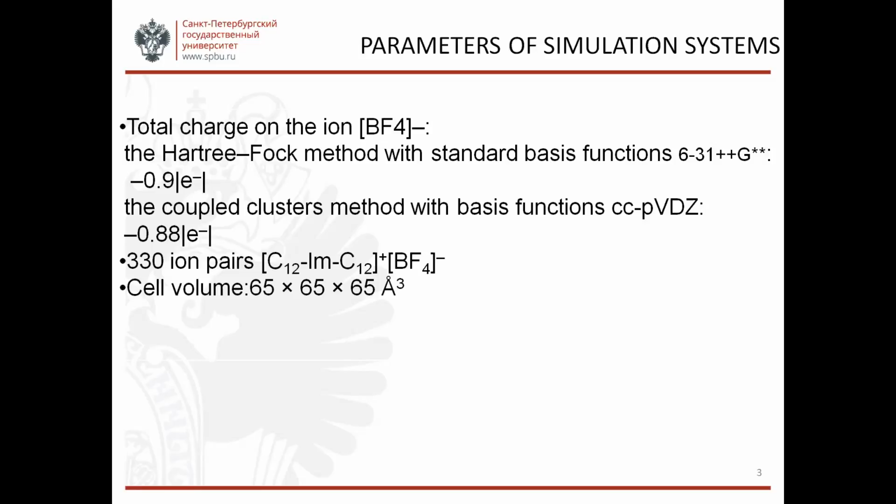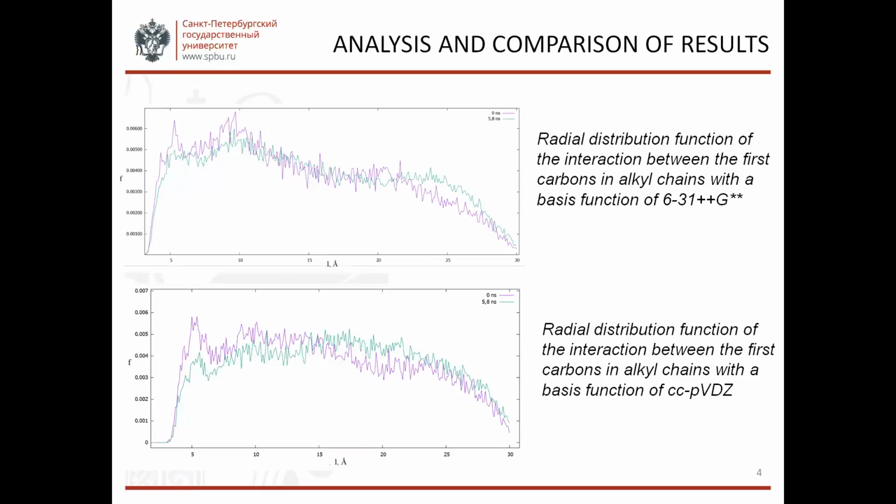Then, using the program, they simulated 330 ion pairs. It follows from the graph that the numerical value of the radial distribution function at large distance increases, and in the system with a charge distribution of 6-31++G, this occurs more slowly than in cc-pVDZ. That is, the alkyl chain diverges faster in the system with the cc-pVDZ basis function.